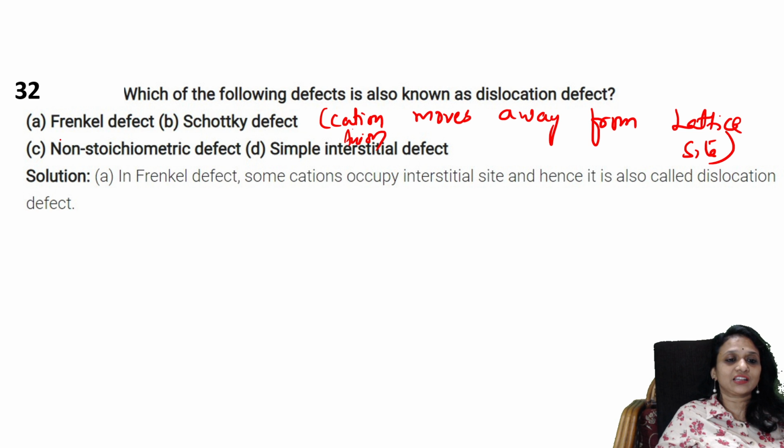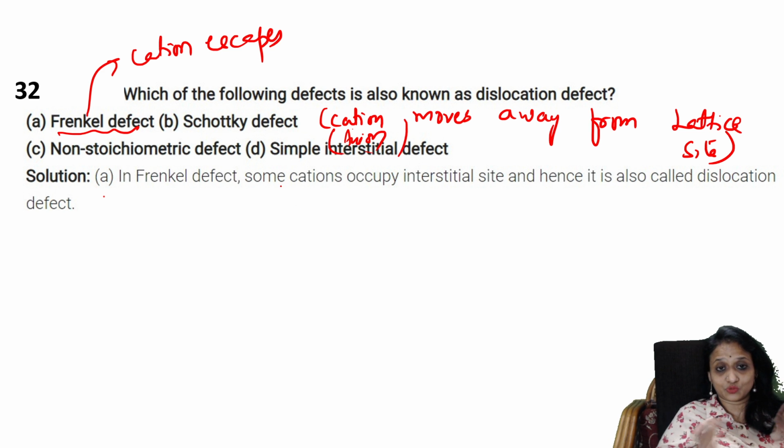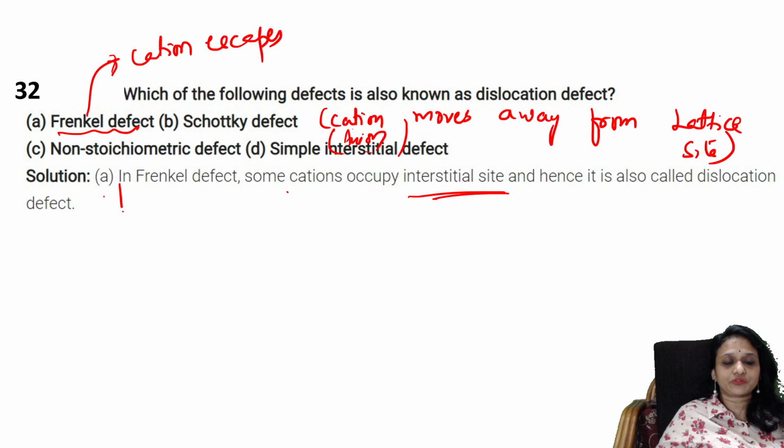But here in Frenkel, I've given the clue already. In Frenkel, what happens? One of the cations escapes. Only the cation escapes. Here in Schottky, cation and anion are balanced, both moving out. So in Frenkel the cation escapes and occupies the interstitial space. That's why it is called dislocation. So for your proof, I have given the answer here.